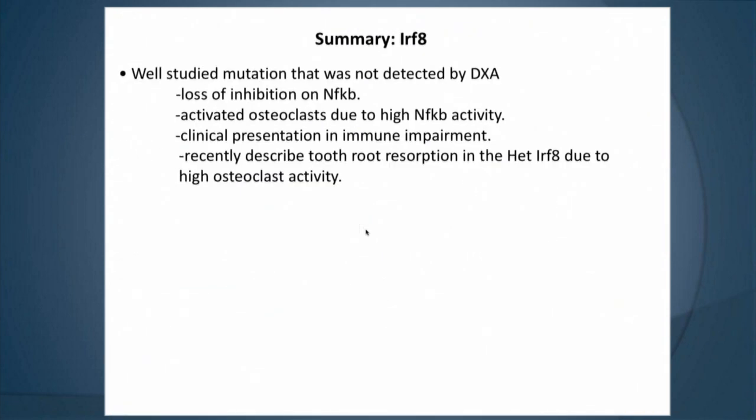But the literature helped us a lot on this one. This is a pretty well-studied animal. So we know IRF8 is an inhibitory loop of NF-kappa-B. So without this being active, you have a lot of overexpression of NF-kappa-B. That drives osteoclasts into becoming osteoclastic cells. So there's a lot of activity. That would explain why there's all this osteoclastic activity.